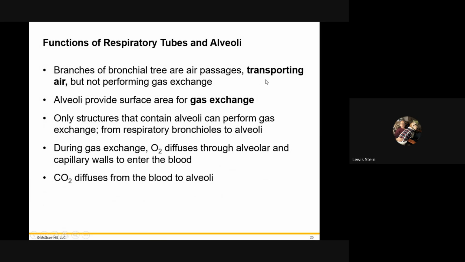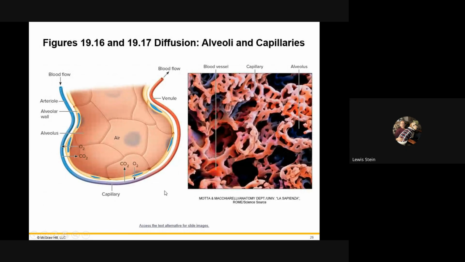So, etc. Bronchial tree, transporting air, alveoli, surface area for gas exchange. Only structures that contain alveoli can do that. Okay, so it's respiratory bronchioles to alveoli. They don't have that. They don't have alveoli on them or out-pouching from them. No exchange takes place, etc. And oxygen goes in, and we do that already.